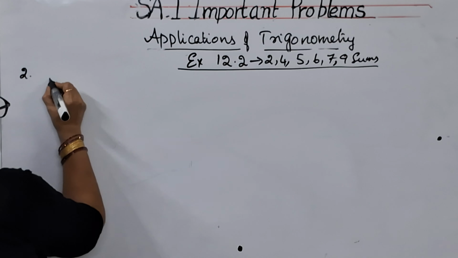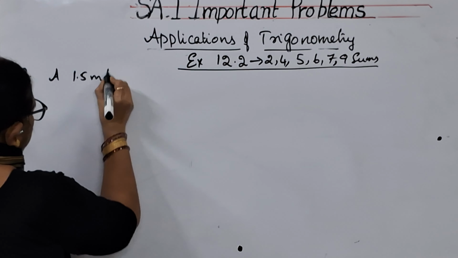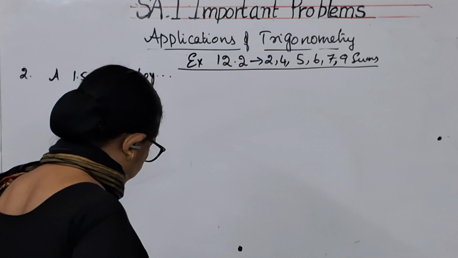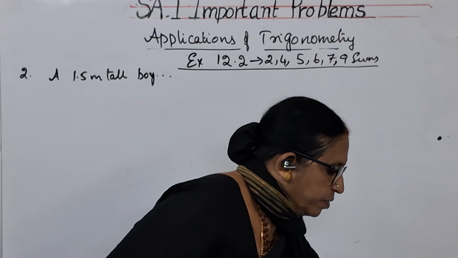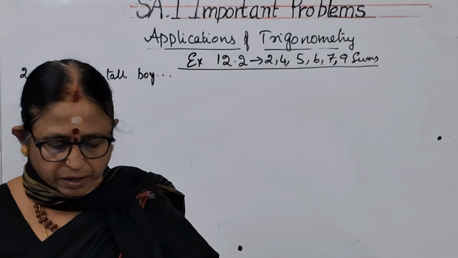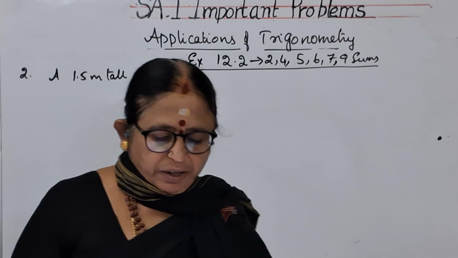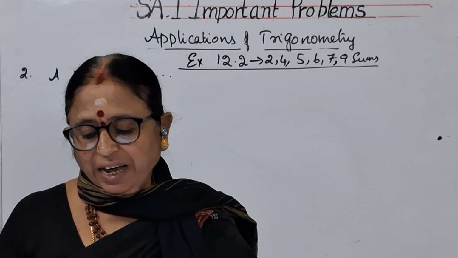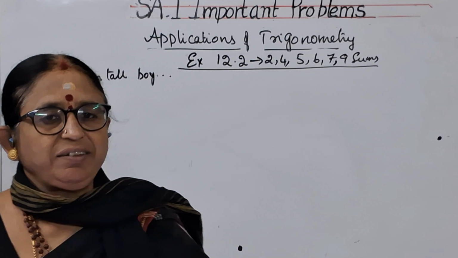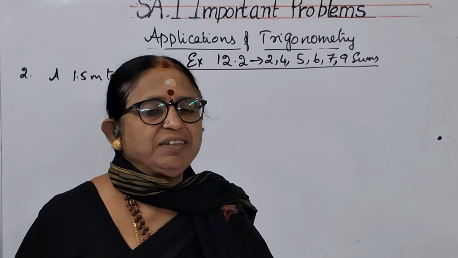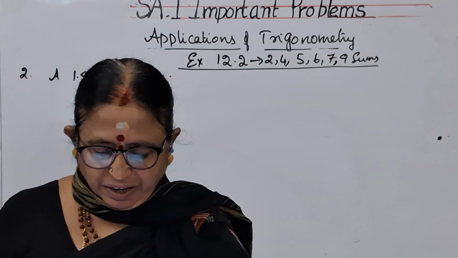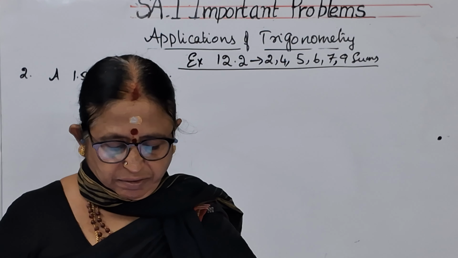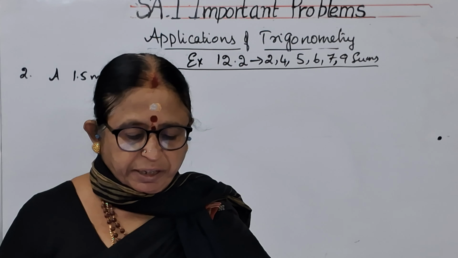A 1.5 meters tall boy. Let me read this. A 1.5 meters tall boy is looking at the top of a temple which is 30 meters in height from a point at a certain distance. A boy is standing at a certain distance from the temple and he is observing that 30 meters height temple.